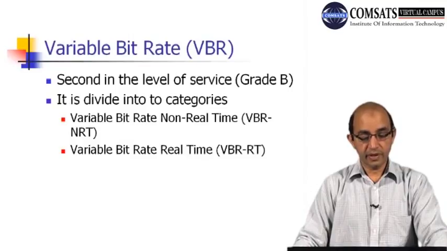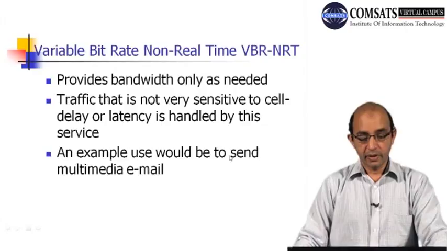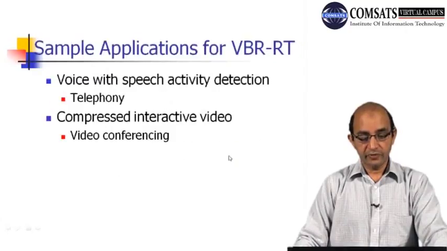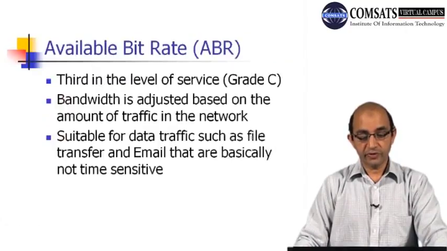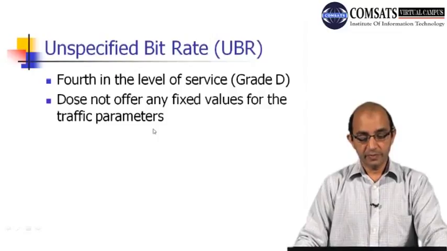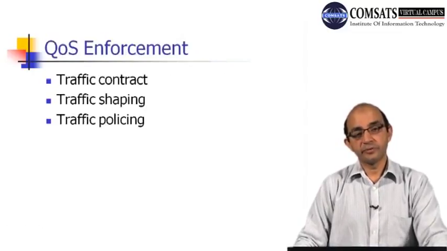Then we have variable bitrate. This is at the second level, grade B, or you can say silver rather than bronze, divided into categories: variable bitrate non-real time, and variable bitrate real time. All right, so we have different quality of service mechanisms. Available bitrate, right? That is grade C, or here we have the bronze. So unspecified bitrate, and these are the enforcement mechanisms.